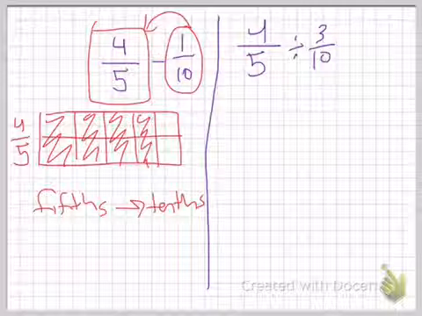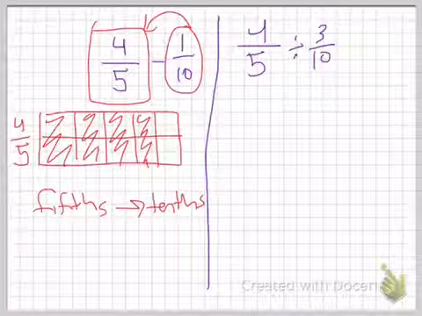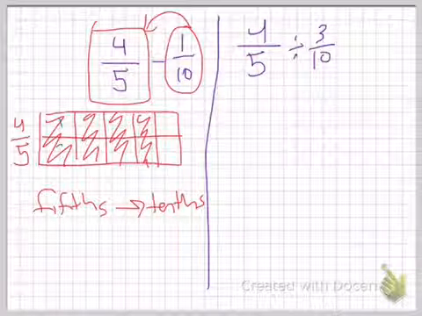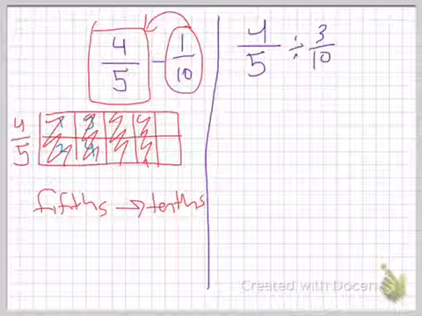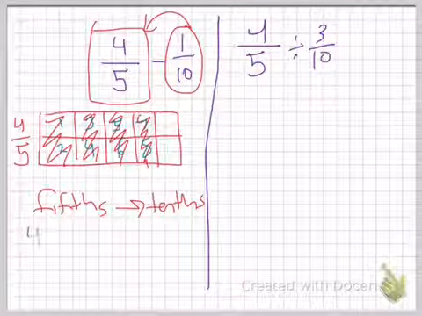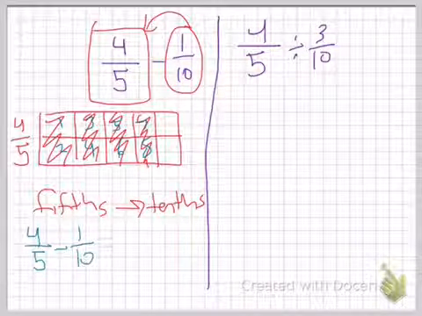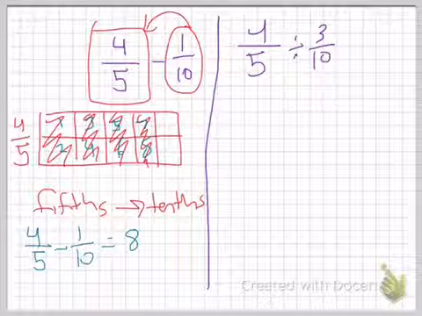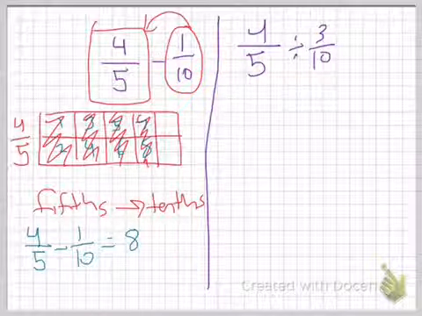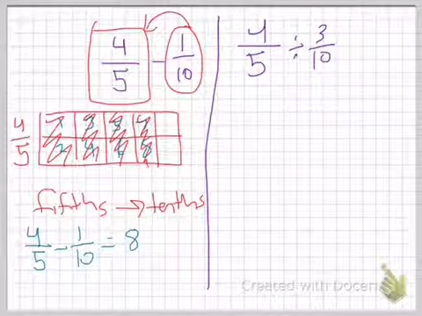Then we are counting how many of the boxes are shaded in. Let me switch to another color. So we have 1, 2, 3, 4, 5, 6, 7, 8. 4/5 divided by 1/10 equals 8. All right. One more.